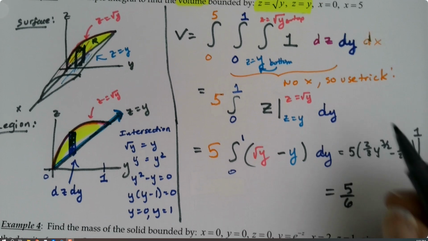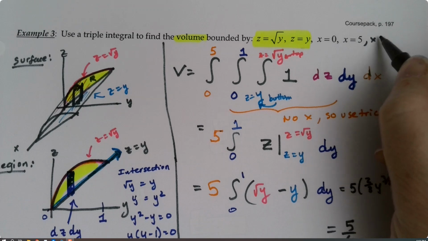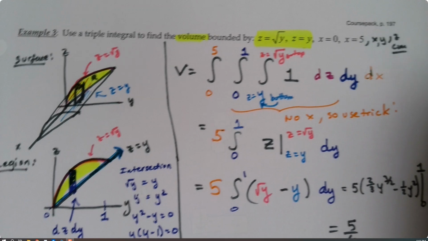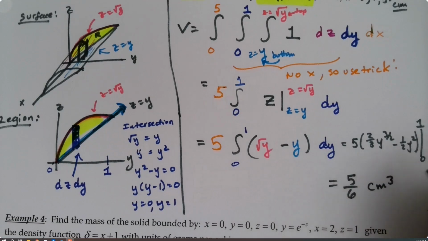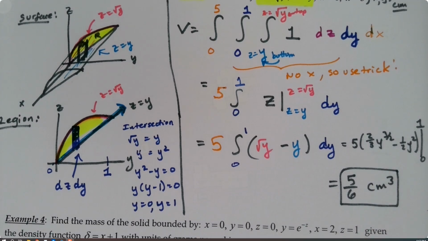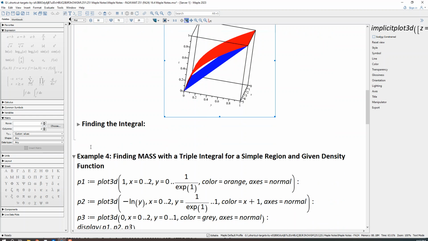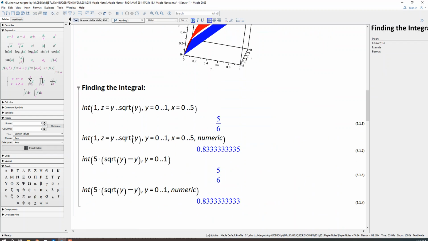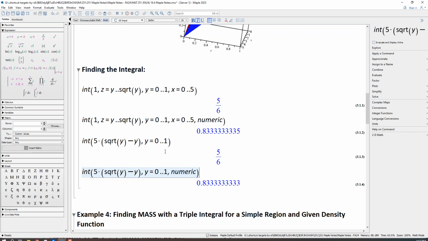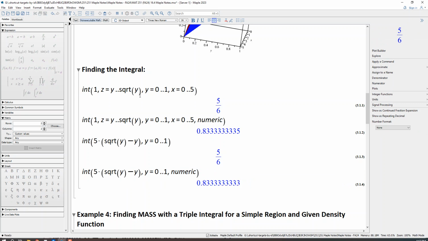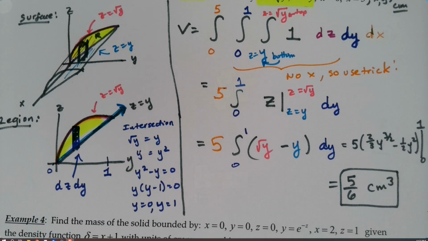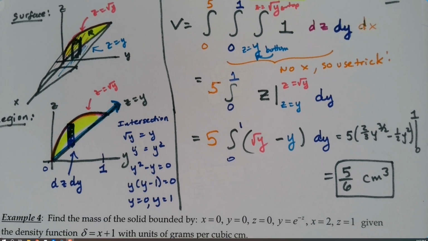Now, if I said that x, y, z are in centimeters, then this would be centimeters cubed because I'm finding volume down here. Now let's go double check ourselves with Maple. Even if we do it by hand, it never hurts to check. And there we go. Sure enough, the original integral and then those integrals, it's all good. It's 5/6. Oops, I pressed the wrong button. One second. All right, there we go. So the answer is 5/6, in this case, centimeters cubed.